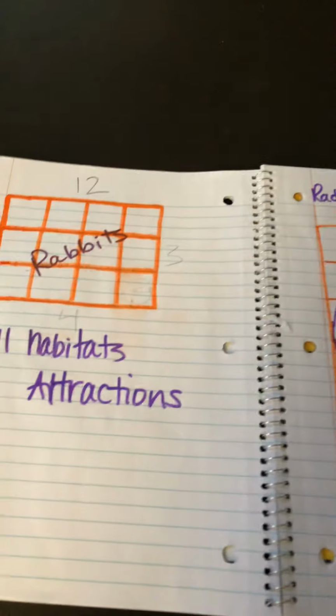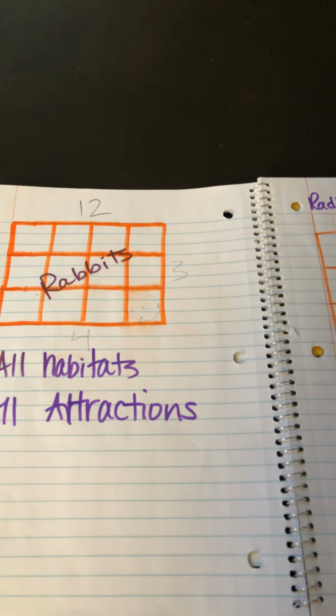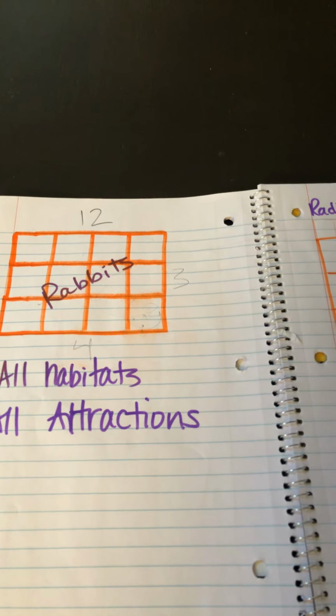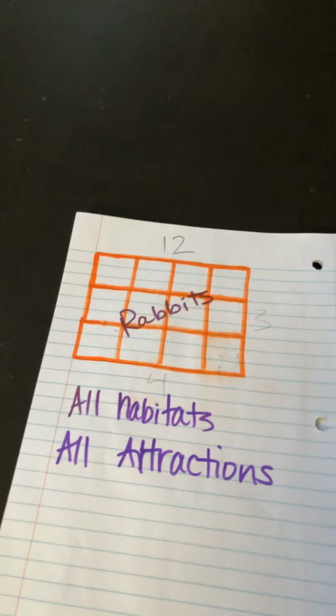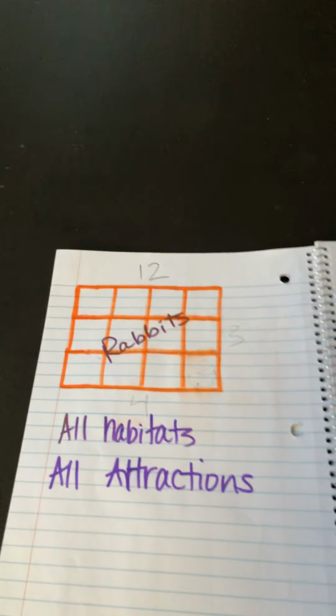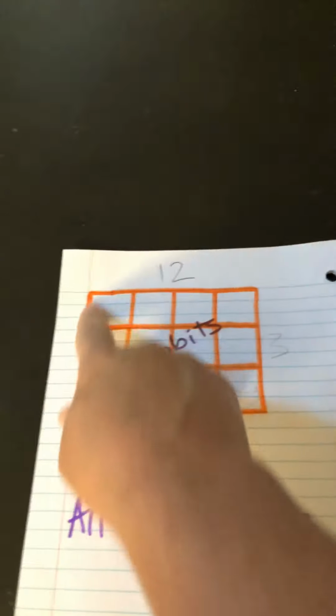So today you are doing all of your habitats and attractions and using that graph paper that we gave you. Make sure you label them, because you're going to forget which one is which. And these aren't going on your poster, so they don't have to look pretty, but they should be accurate.